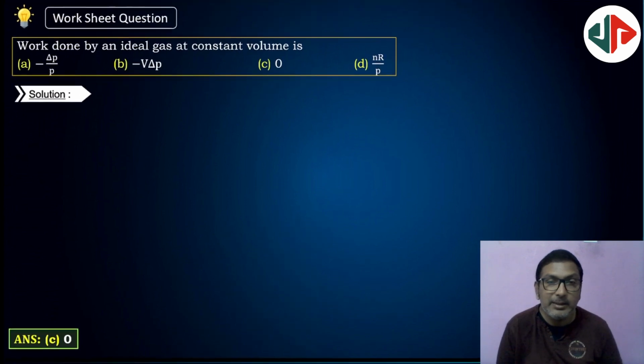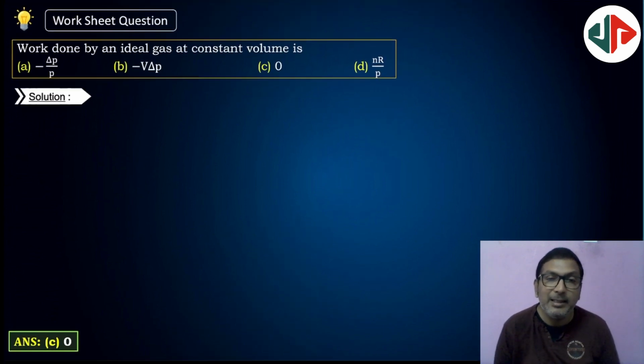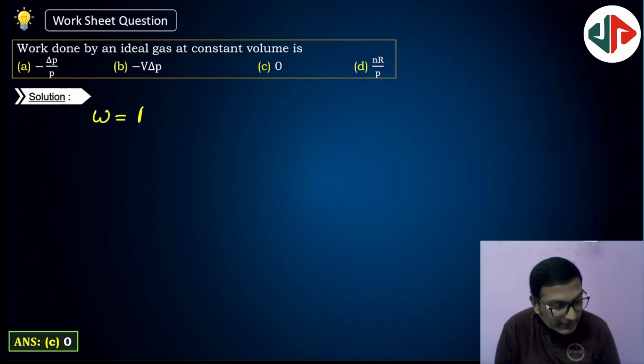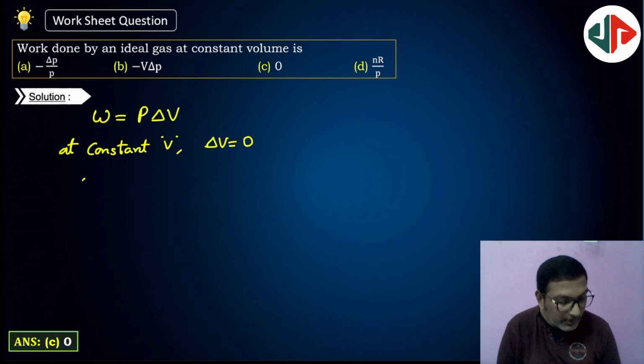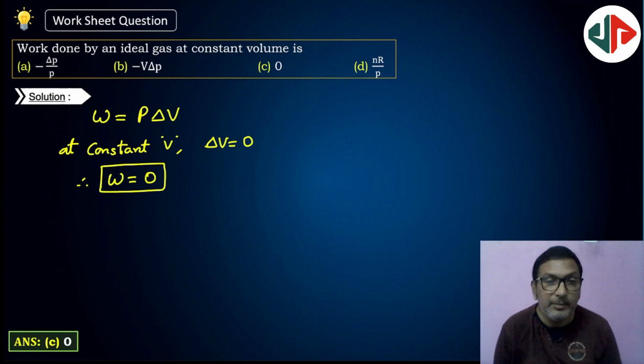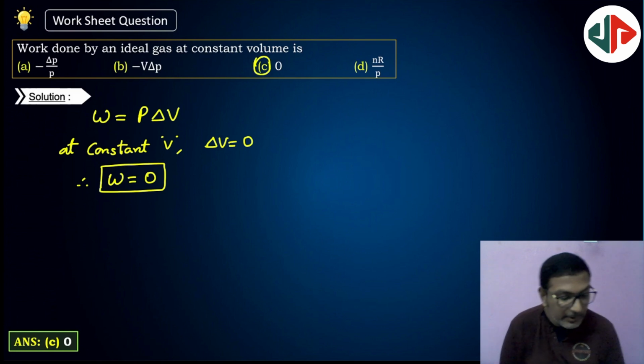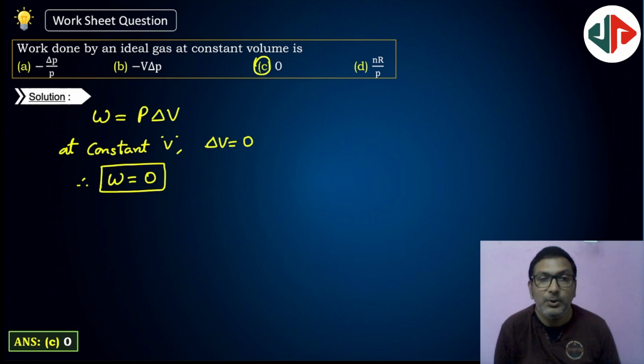So this is also a simple question. Work done by an ideal gas at constant volume is... constant volume. So we know work done equals P delta V. At constant volume, delta V becomes equal to 0. So therefore work done will be equal to 0. Simple question. Option C. Constant volume, no change in volume, no work done.